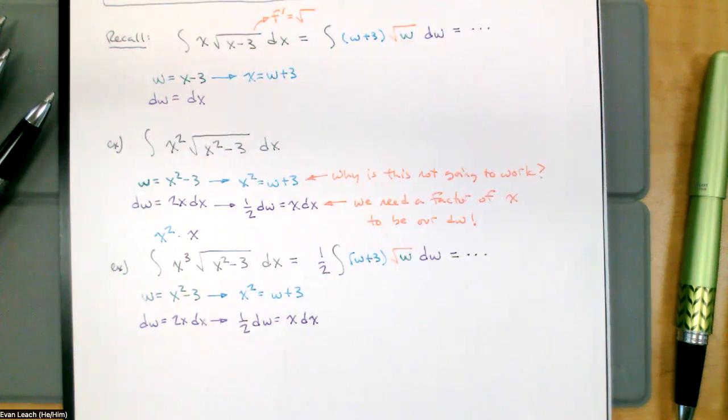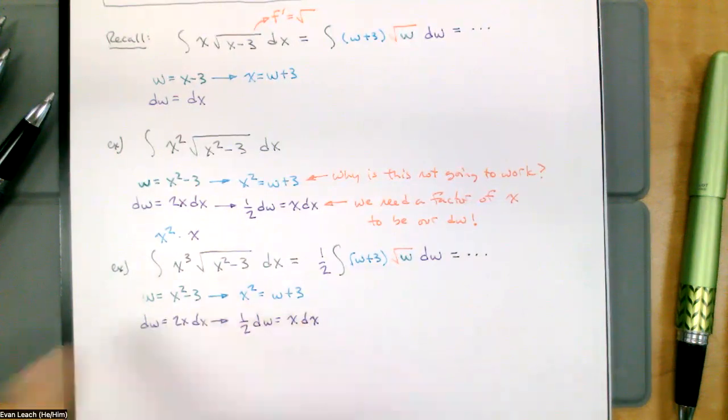The important thing to note here is that when we want to use a substitution in both directions, our exponents have to work out. So in the first example, w is x minus 3, and then x is equal to w plus 3. I had x to the first power. In the third example, w is equal to x squared, so x squared is equal to w. I can only replace those x's in pairs.